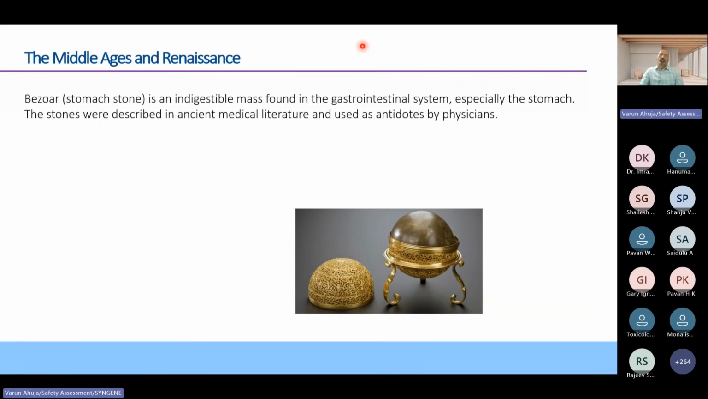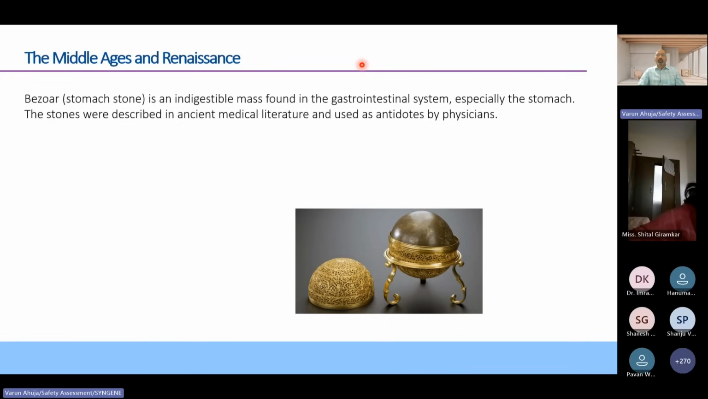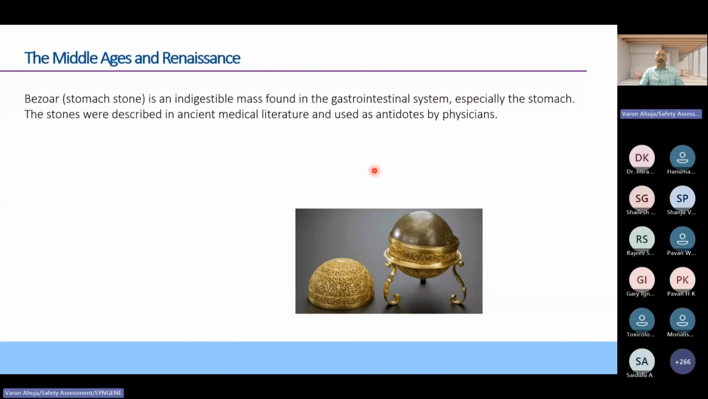This is a term mentioned in the book also, bezoar. Bezoar is a stomach stone, and because in those times poisons were very frequently used for killing, these stones were used as antidotes. They are an indigestible mass found in the GI system, especially in the stomach. So people used to take that, and it used to absorb the poison. These stones were described in ancient medical literature and used as antidotes by physicians.